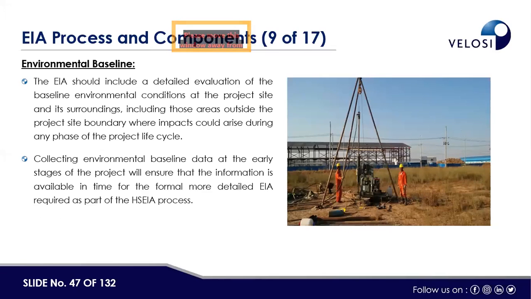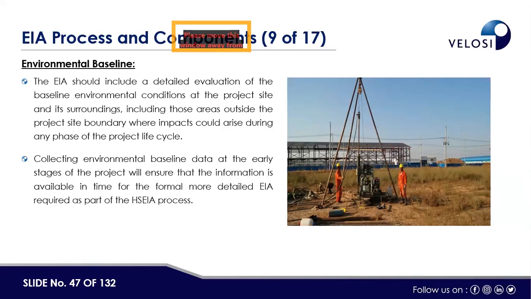Environmental baseline. The environmental baseline is one of the key components of the EIA process, in which we have to assess the current conditions of the project area and the surrounding environment. The EIA should include a detailed evaluation of the baseline environmental condition at the project site and its surroundings, including areas outside the project site boundary where impacts could arise during any phase of the project life cycle.